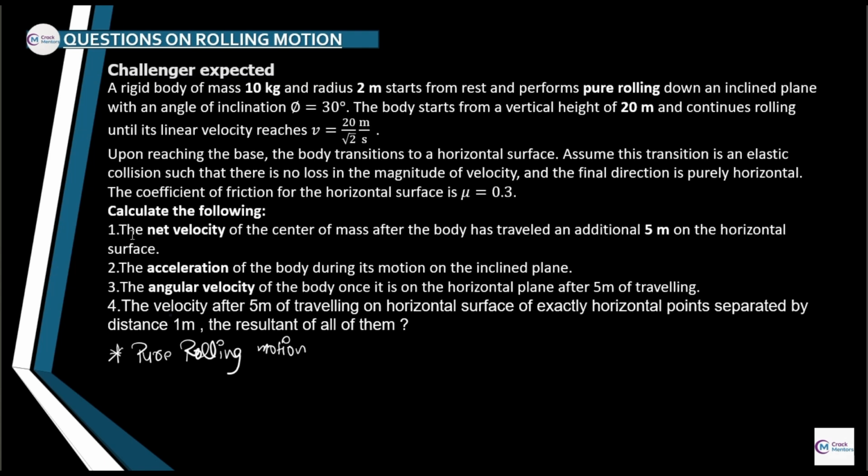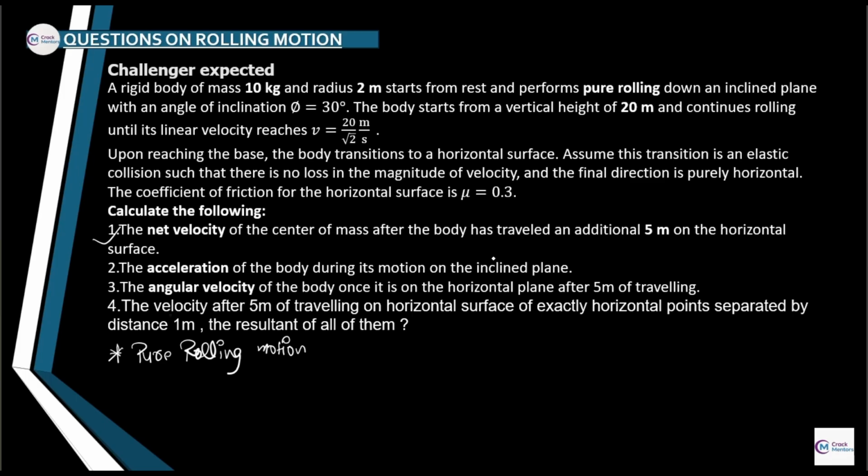So what are the things that we need to solve? The net velocity of the center of mass, sorry for the disturbance, after the body has traveled an additional 5 meter on the horizontal surface. And another thing, the acceleration of the body during its motion on the inclined surface. First of all, let us talk about the net velocity of the center of mass after the body has traveled an additional 5 meter on the horizontal surface.